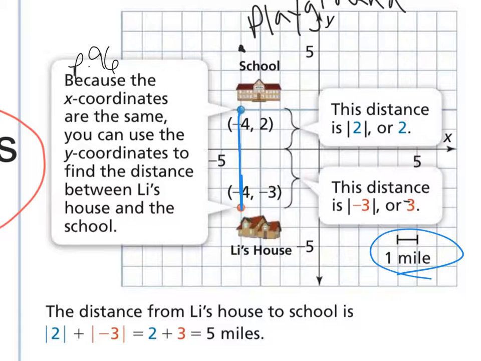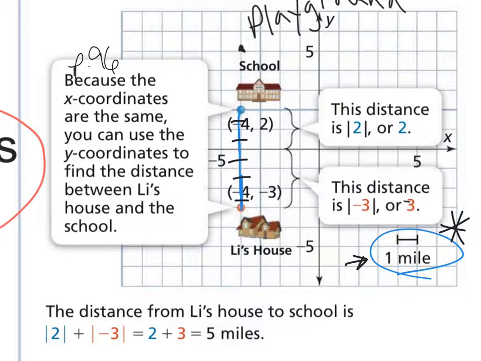And so if you look at the scale in the corner here, you can see that each square is equal to 1 mile. So if we can just count the squares between these, there's 5 squares, that'd be 5 miles.